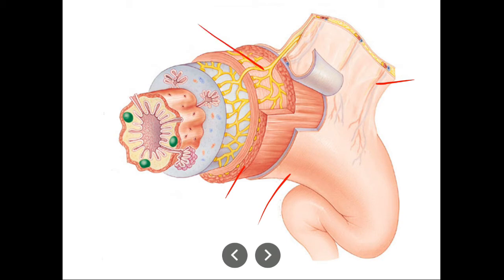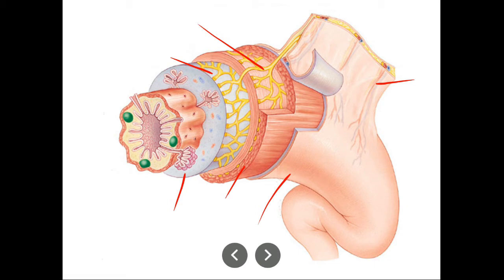Right after that, we have the third layer, the submucosal layer. Between the muscular and submucosal layer we also have another kind of plexus, which we call the submucosal plexus. These two plexuses together, myenteric and submucosal plexus, are known as the enteric plexus.